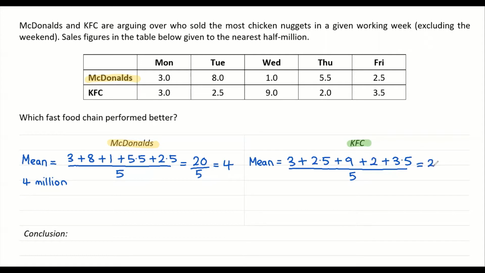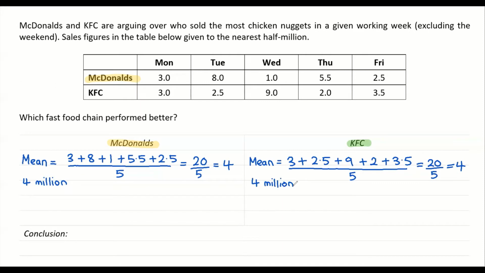We've got the same total, and I'm dividing it by the same number of data points. So this gives me a mean of 4. I'm hoping you agree with this. We've got a mean of 4 million for KFC as well. So at the moment, it looks inconclusive. So the question is, what do we do next?